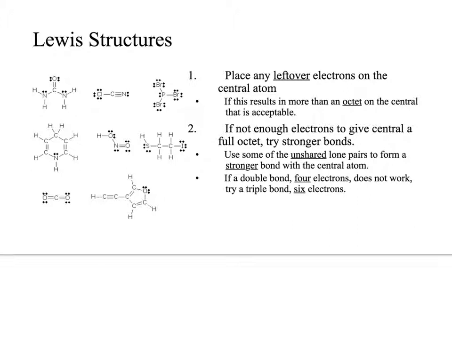If you don't have enough, however, to finish the central, that's where you're going to need some stronger bonds, like double bonds or something. You basically take some of the pairs that are only on 1 atom and share it between them. That way it counts for both of them. And double bonds, again, count for 4, and triple bonds count for 6.